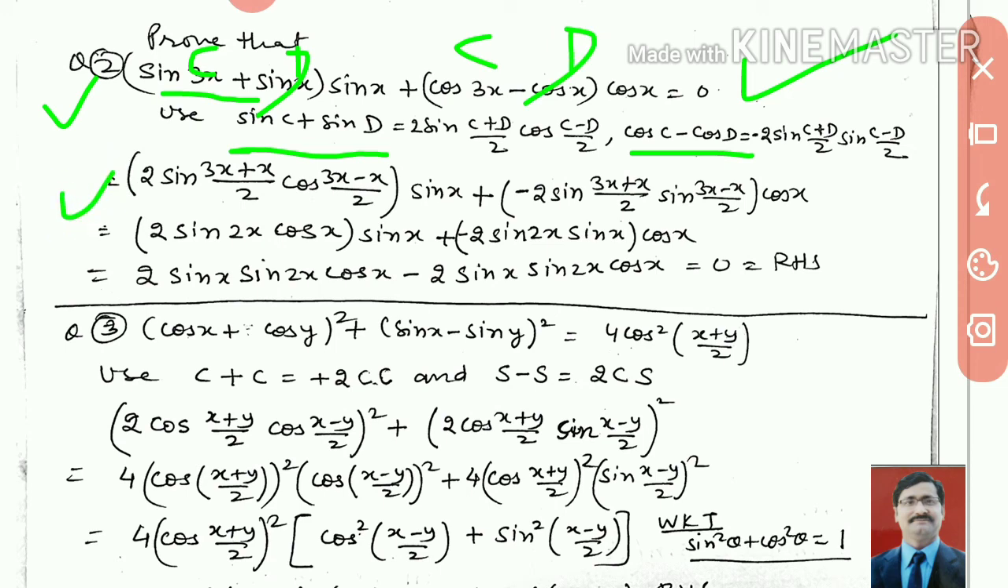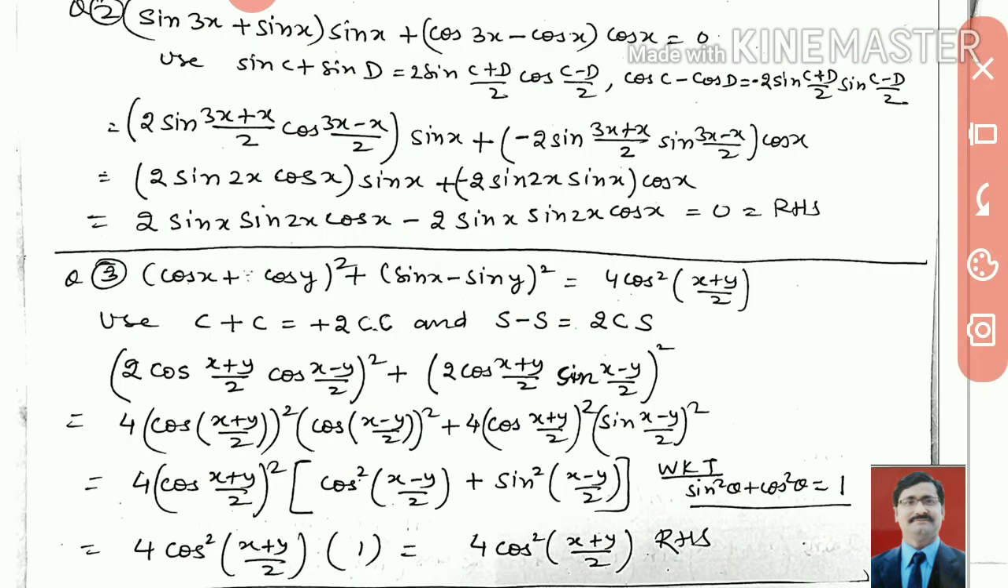2 sin((3x+x)/2) cos((3x−x)/2) sin x plus (−2 sin((3x+x)/2) sin((3x−x)/2)) into cos x. 3x plus x is 4x, 4x upon 2 is 2x, and 3x minus x is 2x, 2x upon 2 is x. So you will get this final line: 2 sin 2x cos x into sin x, and minus 2 sin 2x sin x and cos x. You will arrange, and both terms are the same and you can cancel, and this will be 0.